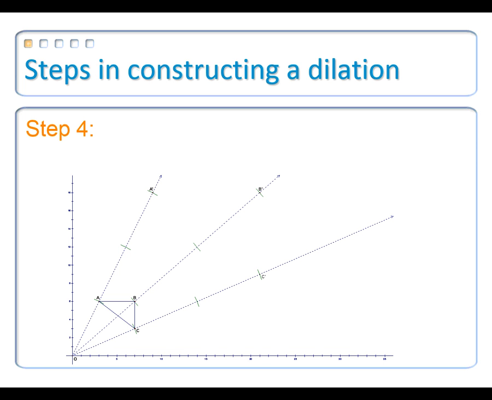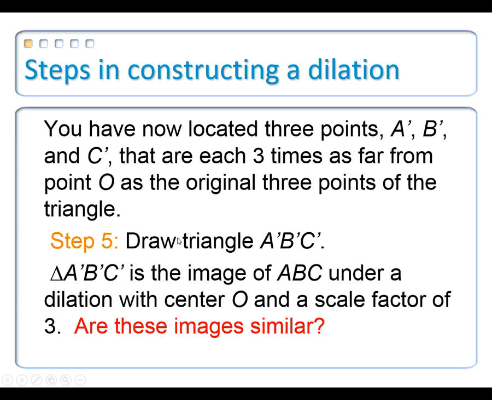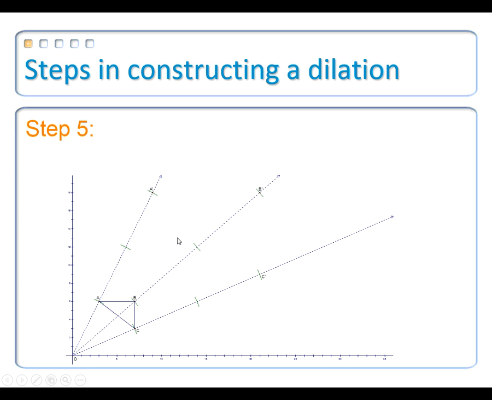So there you go. After you have points A prime, B prime, C prime, which are the points for the image triangle, then I'm going to connect my points, like so. Okay, so that is where the image triangle will land after it has undergone a dilation with a scale factor of 3.